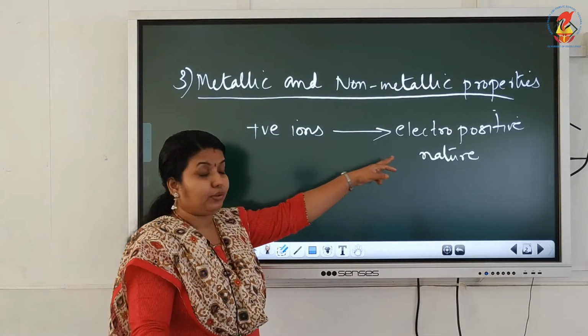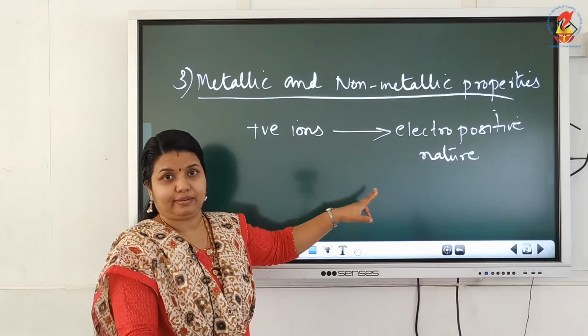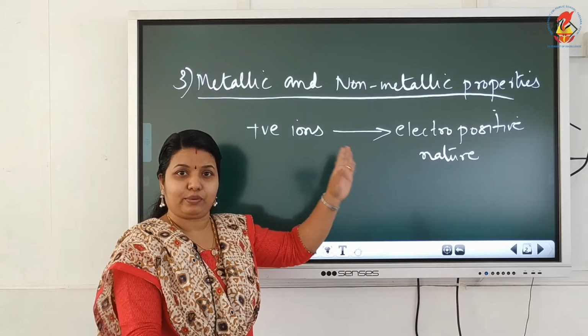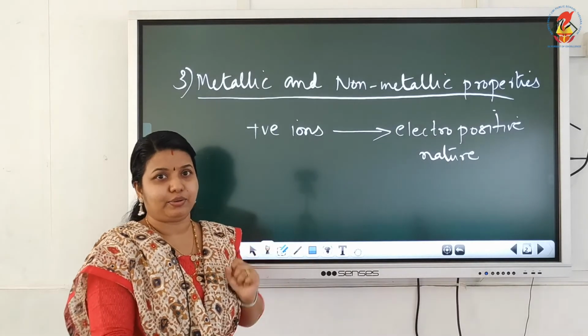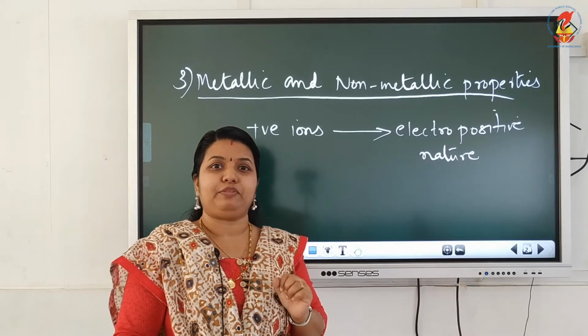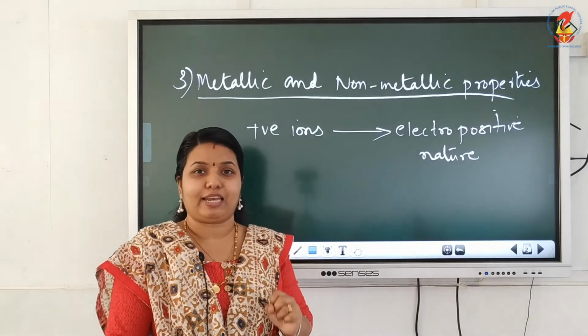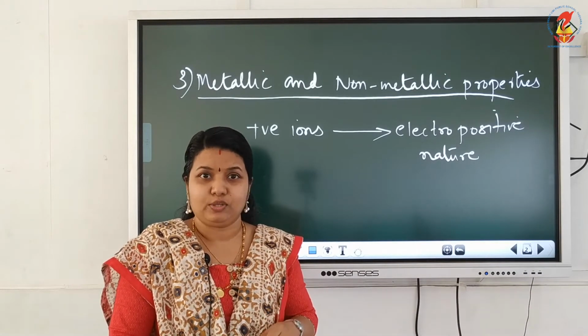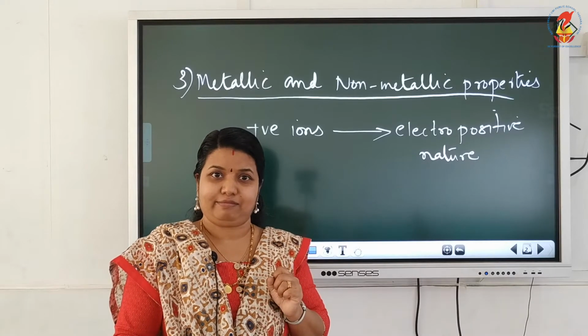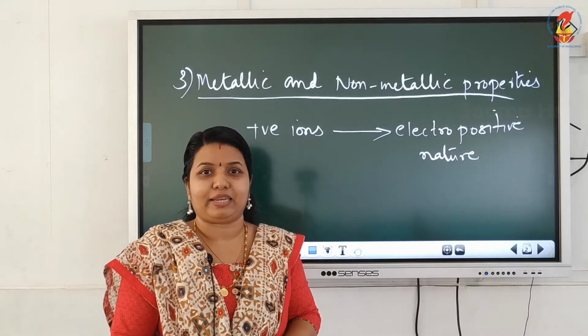Metallic character is also known as electropositive character. Down the group it increases, across a period it decreases. Reason you have to learn. Down the group the effective nuclear charge experienced by the valence electron will be less, so electrons can be lost easily. Electrons losing easily, that is called metallic property.